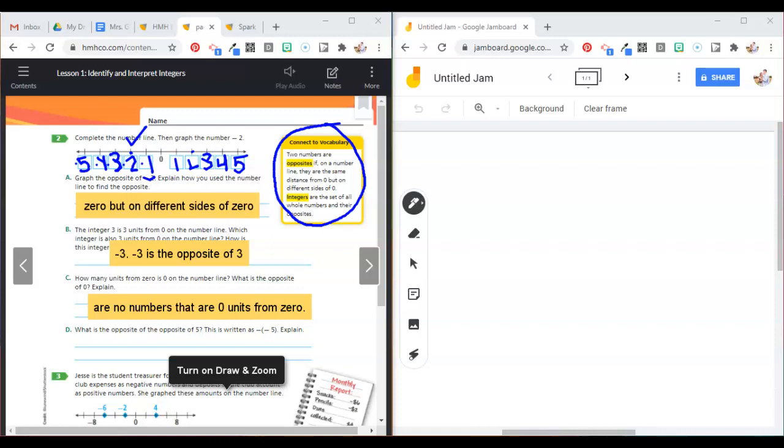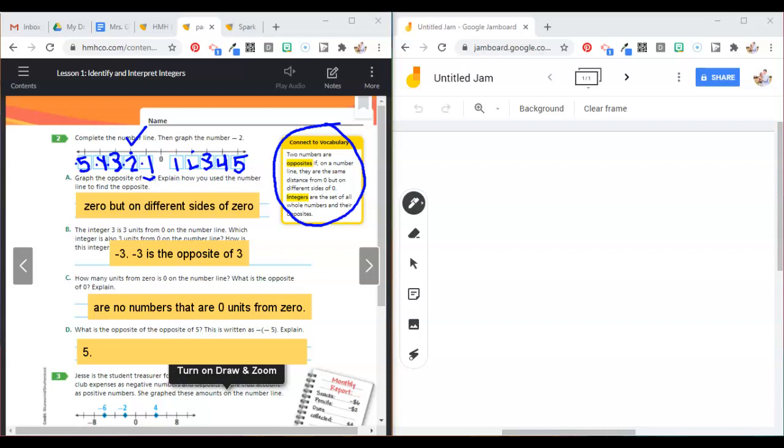And then let's look at D. What is the opposite of the opposite of 5? So the opposite of 5 is negative 5, but then we're asking the opposite of that. So we're back to 5, which they show you how it's written right up here. We're not going to go much into these double negatives make positives.